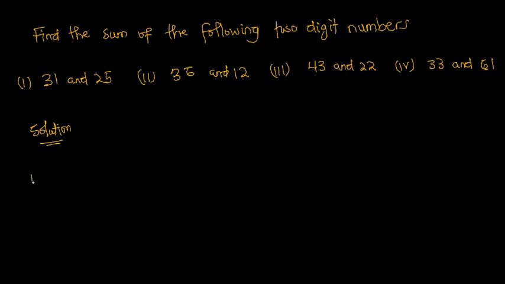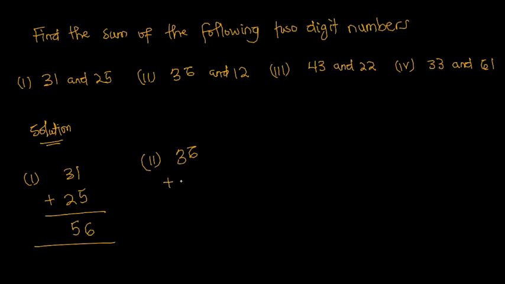So for the first example, we have 31 and 25. This is very easy to add. So we bring our addition sign over here. 1 plus 5 will give me 6. So I write down my 6. There is nothing to carry, so just 6. 3 plus 2 will give me 5. So my final answer over here is 56.